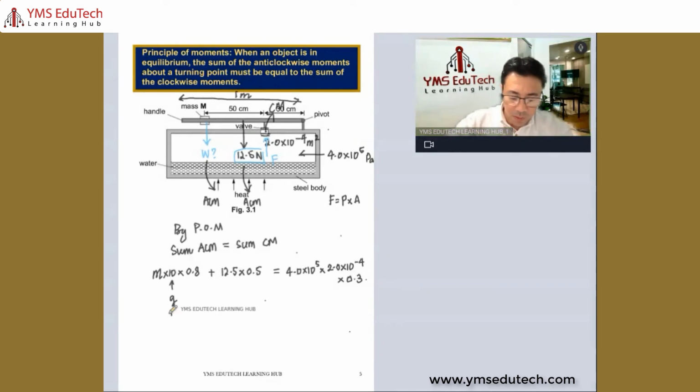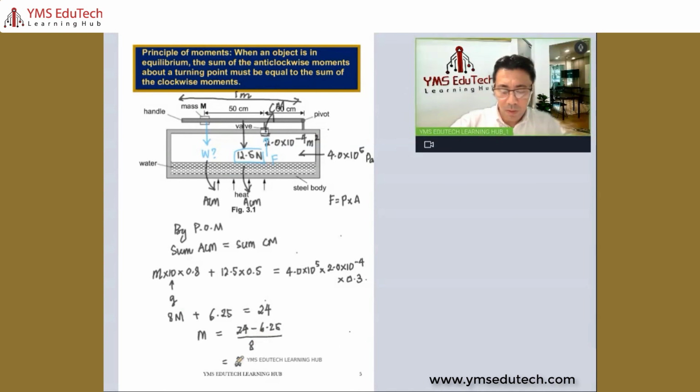So we can simplify this expression. On the left side of the equation, we have 8m plus 6.25 equals 24. Therefore, m equals 24 minus 6.25, divided by 8, which is 2.21875, corrected to 3 significant figures, 2.22 kilograms. And so there you have it, the type of question that will be tested on this topic of moments.